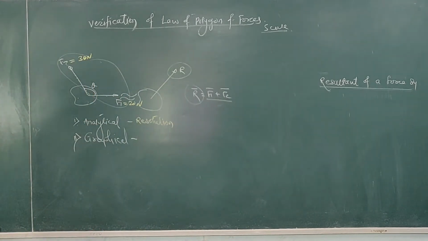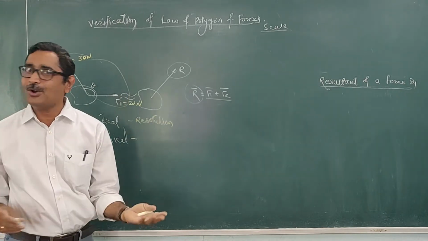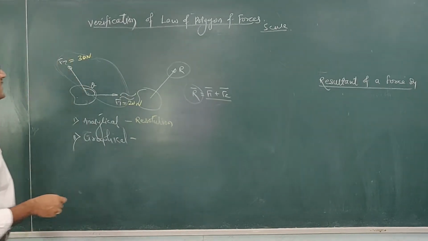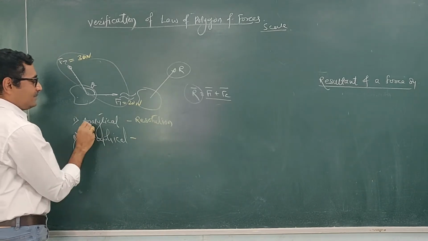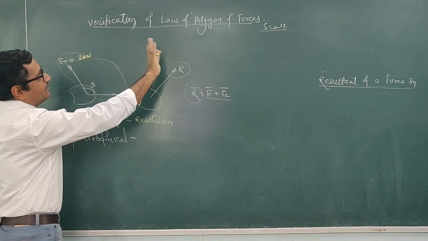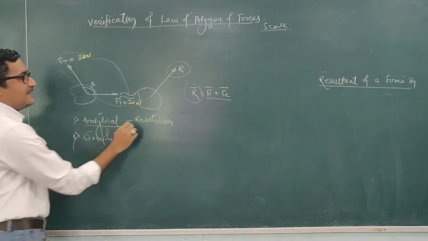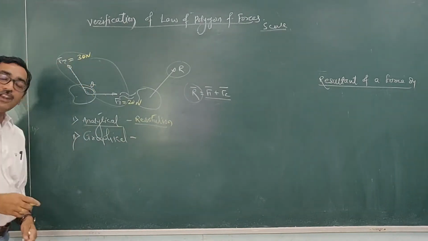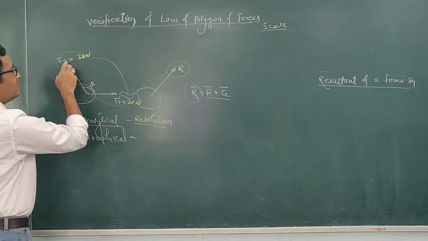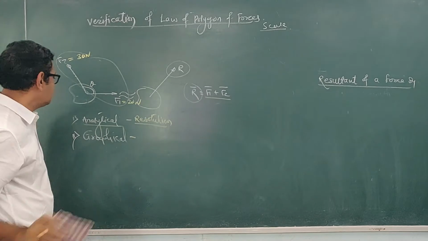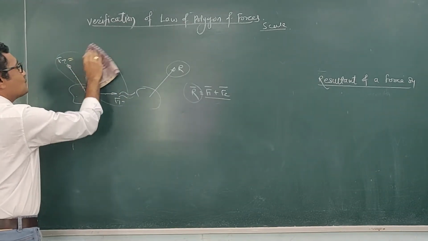To verify the law, every student should know what the law of polygon of forces is. Before coming to that law, which I already explained, since we are verifying it by using the analytical method as well as the graphical method, what is this resolution method? I already told that the resultant is a vector summation of these two forces. Let's consider these two forces.